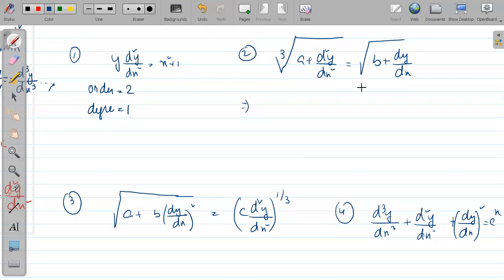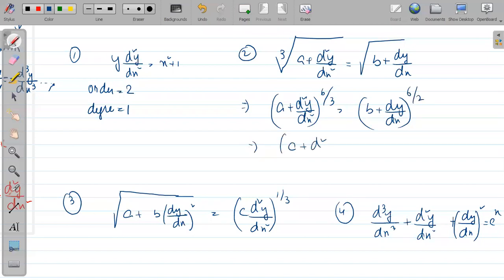Here the power is 1/3, there it is 1/2. So you have to put the power 6 on both sides. So here you are getting a plus d square y by dx square to the power 6/3, plus this is 6/2. So basically we are getting a plus d square y by dx square whole squared, plus dy by dx to the power 3.